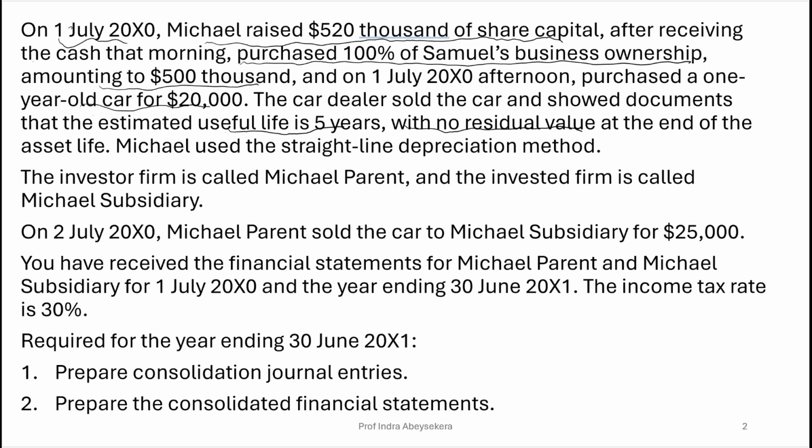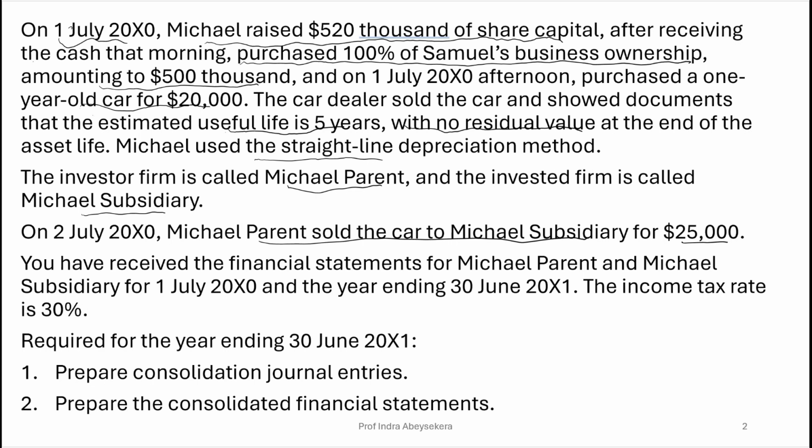Michael used the straight line depreciation method. The investor firm is called Michael Parent and the invested firm is called Michael Subsidiary. On 2nd of July 20X0, that is the following day, Michael Parent sold the car to Michael Subsidiary for $25,000. So that's an intragroup transaction.